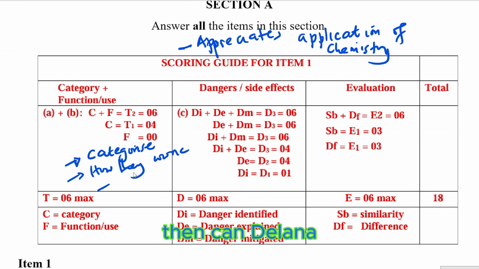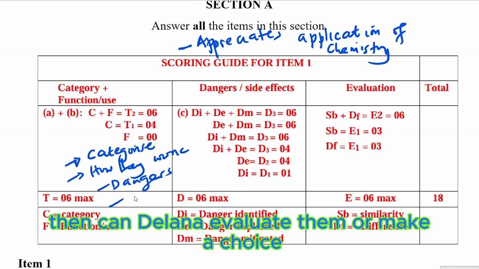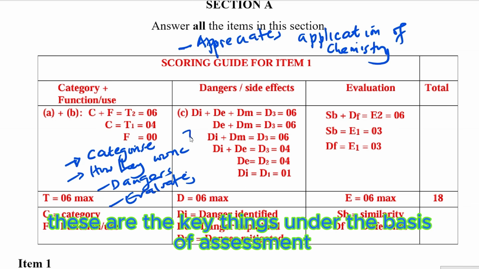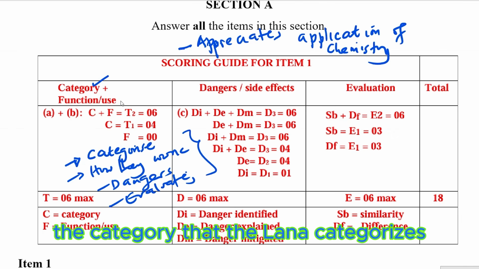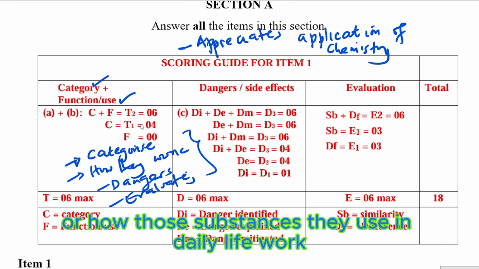Then can the learner give some of the dangers of those substances? Then can the learner evaluate them or make a choice? When using one, can he choose and say this is better? So these are the key things under the basis of assessment. That's why we have in our scoring guide the category that the learner categorizes what they interact with in daily life, the function or how those substances they use in daily life work.